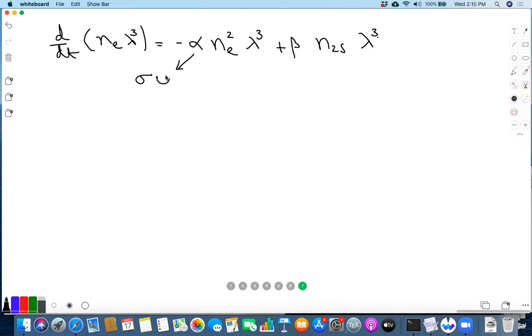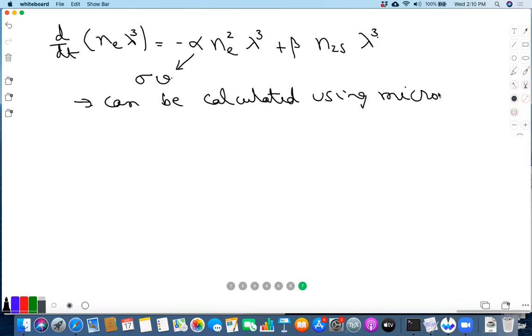Alpha is sigma times v, and this can be calculated using microscopic theory, theory of electrons and protons, or can be measured. Okay. And you can basically use the v goes to 0 limit of sigma v, which is a finite limit, as we discussed earlier, because these are non-relativistic, so the v is really small.